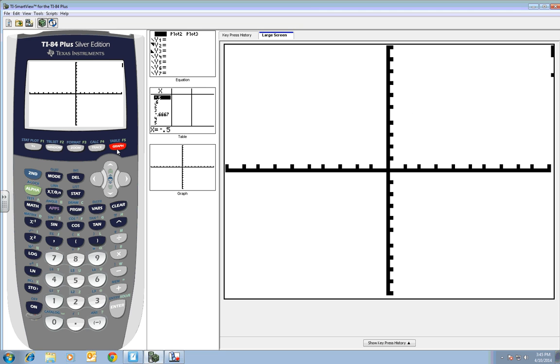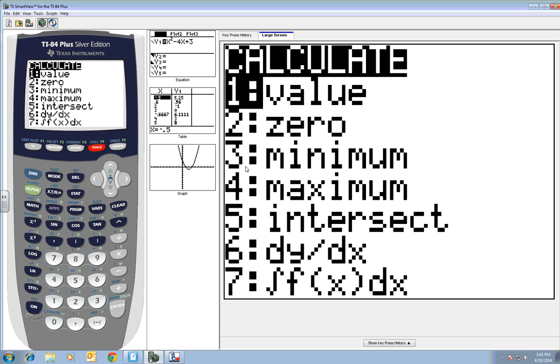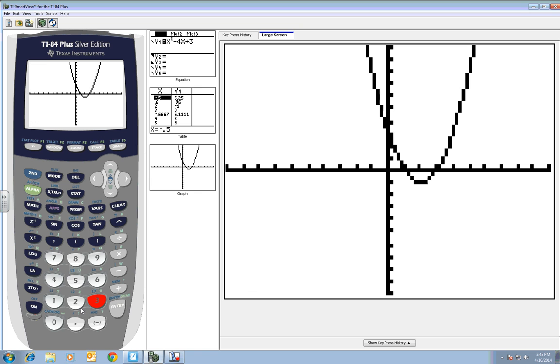Graph. And the question is, what is the minimum? Okay, well, we know our minimum is right here. Our calculator will find the minimum for us. So we go second, trace, number 3 for minimum.